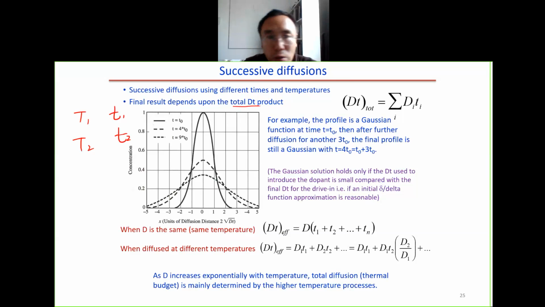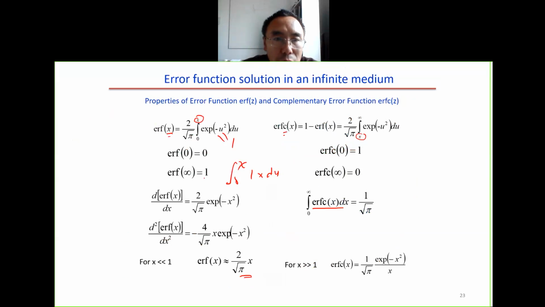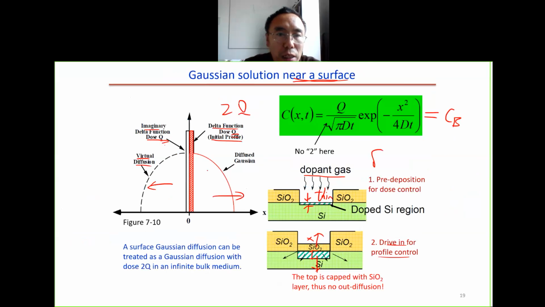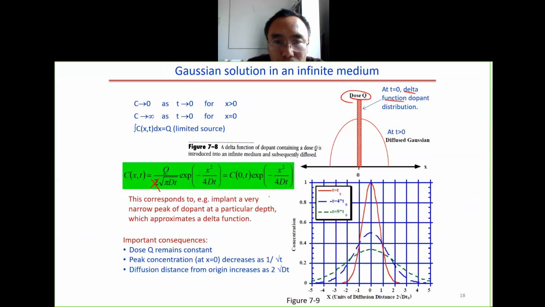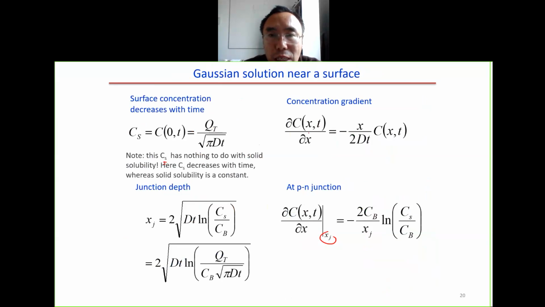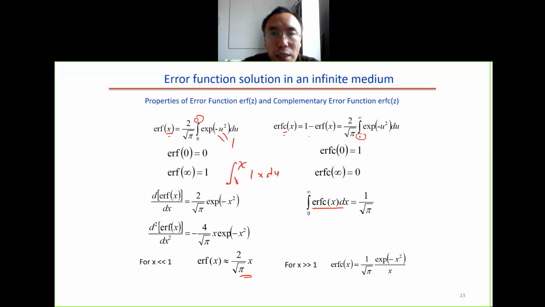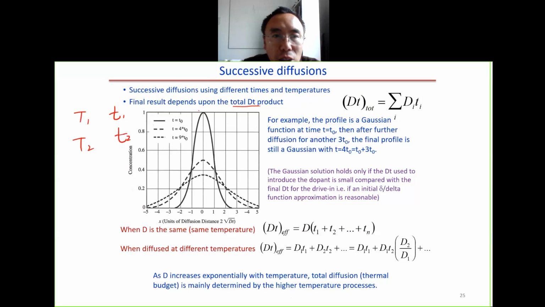If you look at this one, we can see the Dt always come together. Here we have Dt, here we also have Dt. So D and t always come together. If we know the Dt, we will know the profile. So in this case, the total Dt is the sum of the individual Dt. You will do the assignment to show this, but here we can make some simple argument.